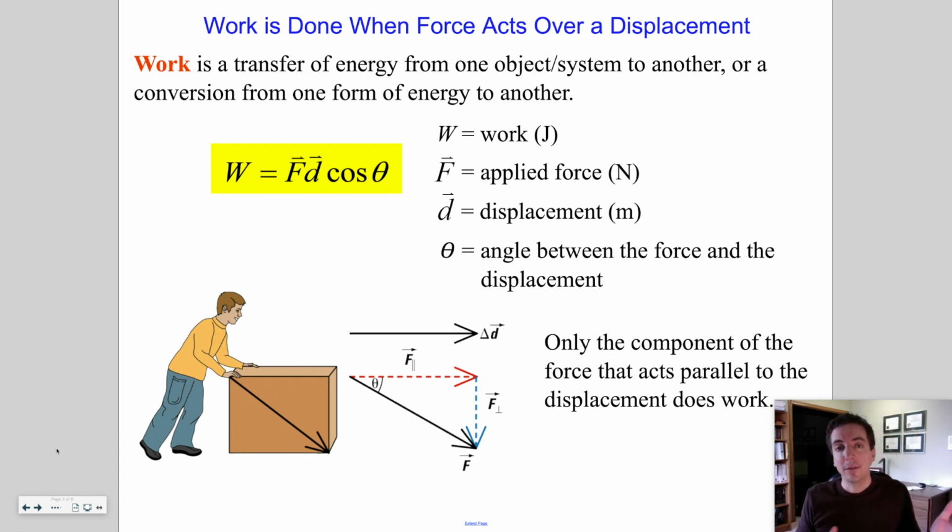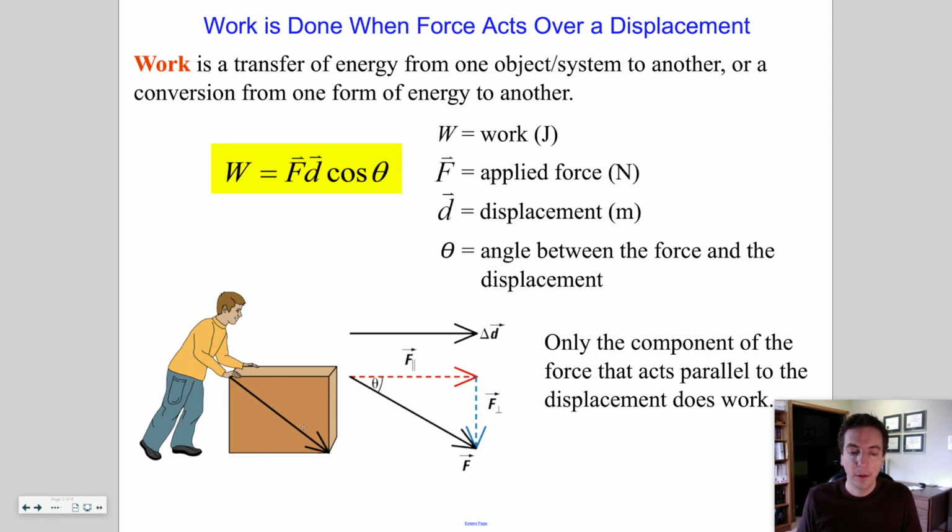However, in this case, the box the student is pushing only has a horizontal displacement. It doesn't actually move in the direction of the force. It doesn't move into the ground. So only the component of the force that is parallel to the displacement, in this case horizontal, does the work. So we throw in that cos theta term to use the component that is parallel to the displacement.